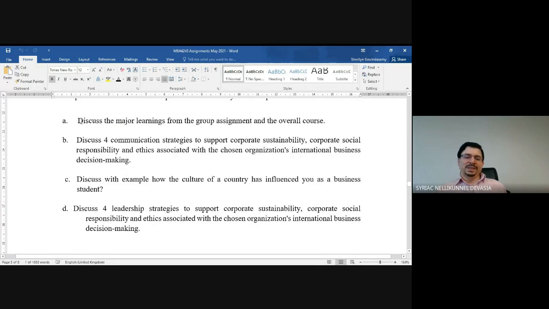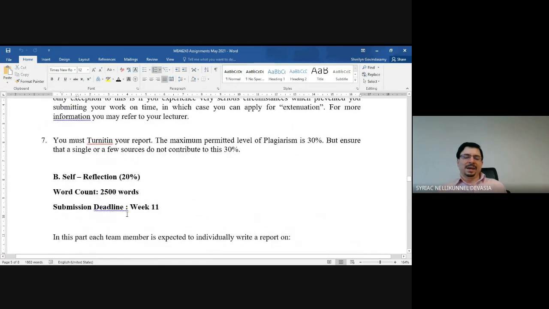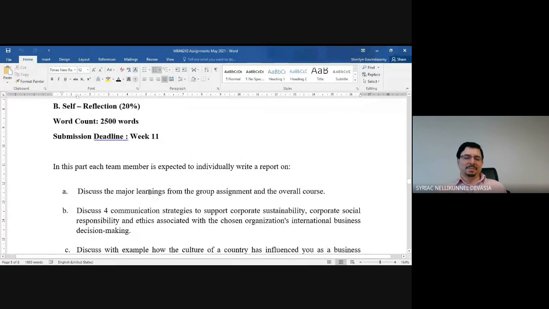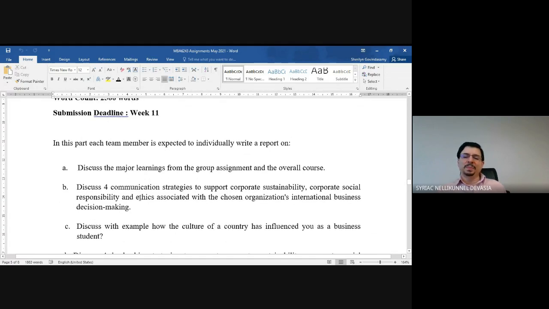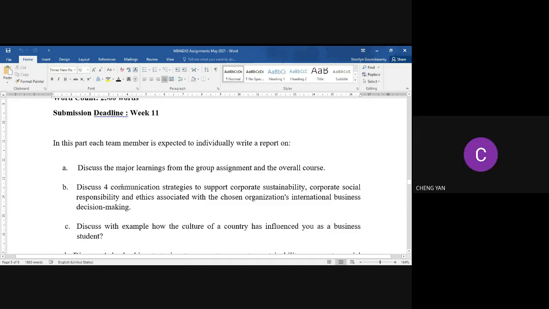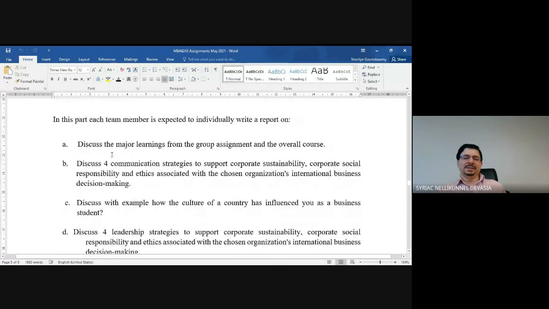There are 4 questions you have to answer. This is individual, okay? Individual, not group. So everybody has to submit 1 assignment. So if there are 35 students, there must be 35 assignments. Please understand this. It's not a group assignment. This is individual. Clear, everybody? Yes. Okay, good. So there are 4 questions you need to answer.